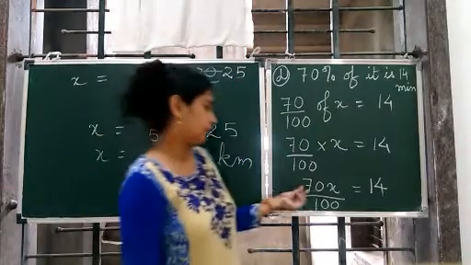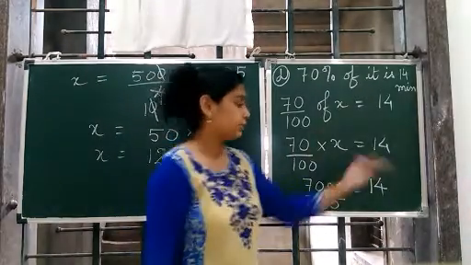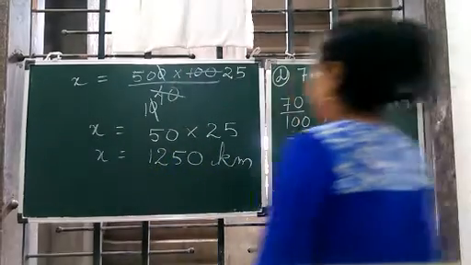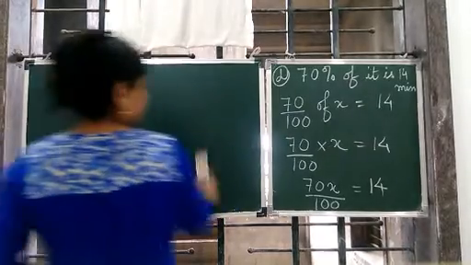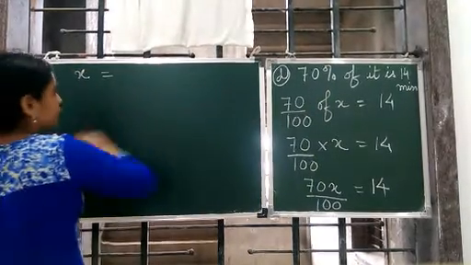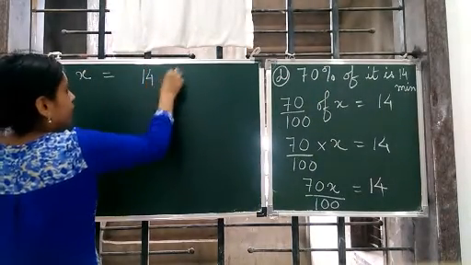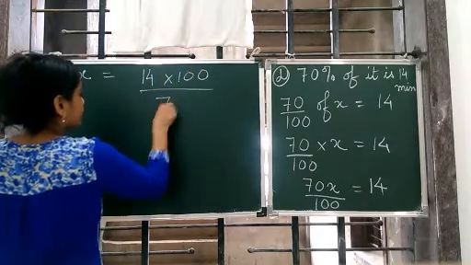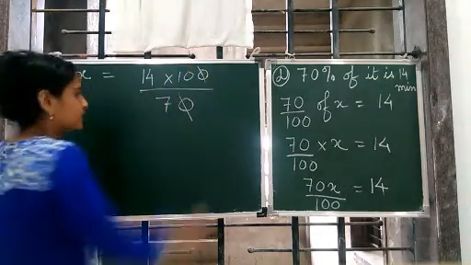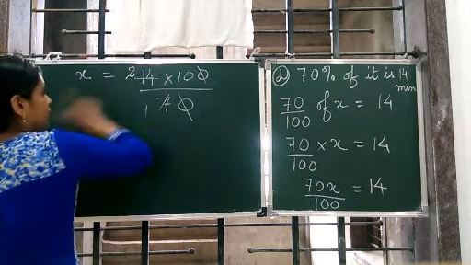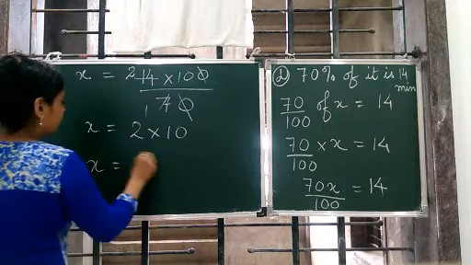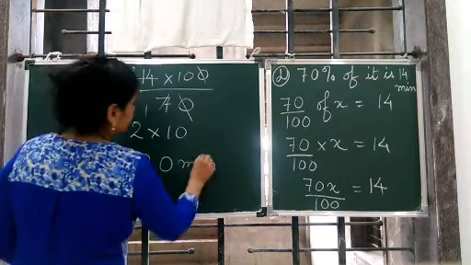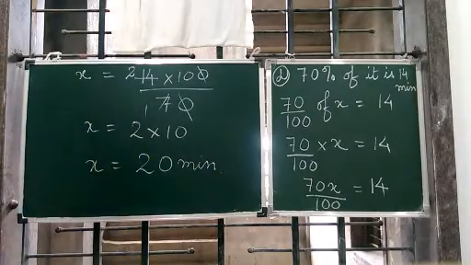Again children, we are going to transpose 70 and 100 to the RHS. So x is equal to 14 into 100 upon 70. 0 and 0 got cancelled. 7 ones are 7, 7 twos are 14. Now 2 into 10 is left. So x is equal to 2 into 10, which is equal to 20 minutes. This completes D.